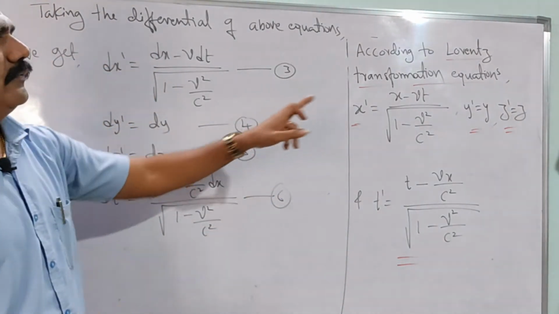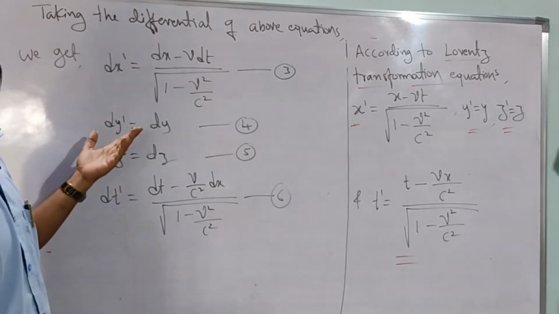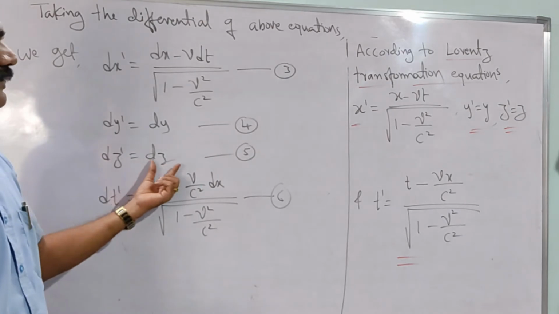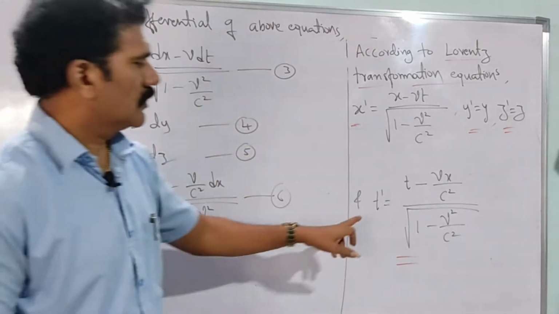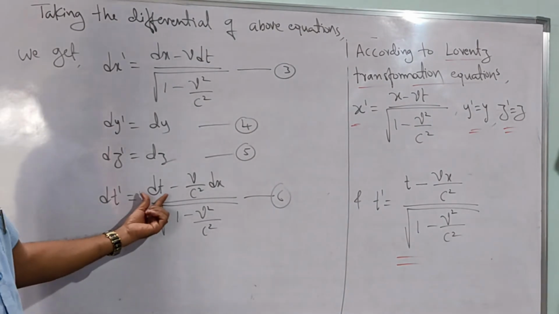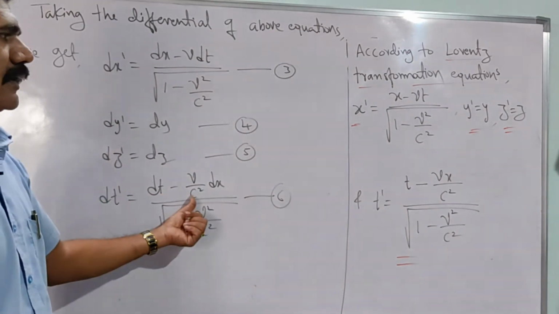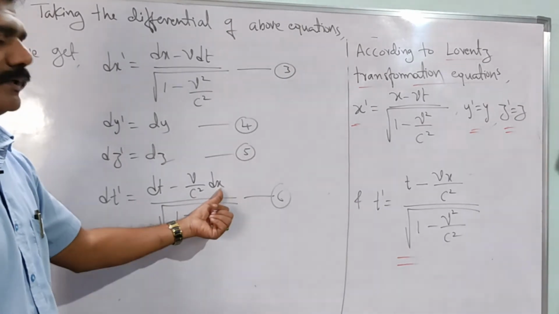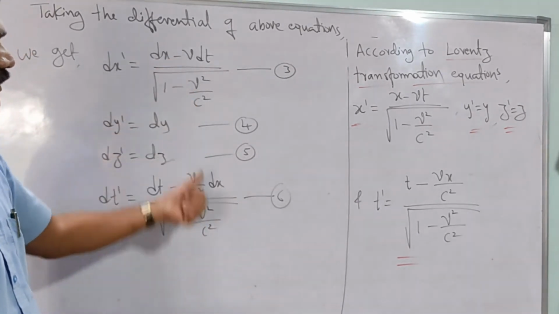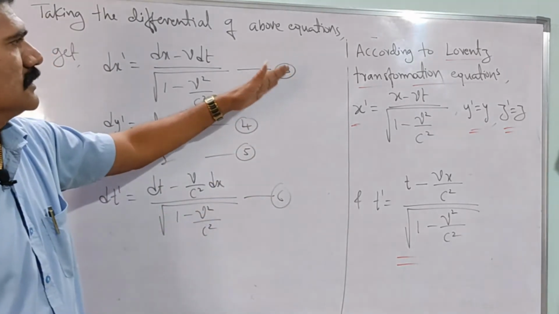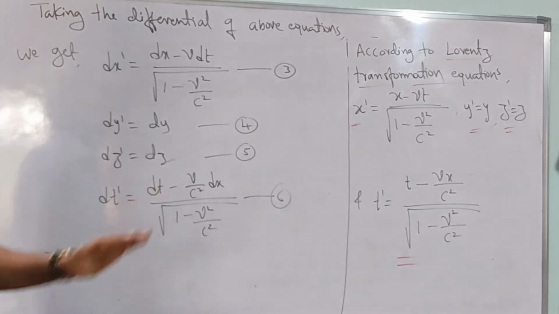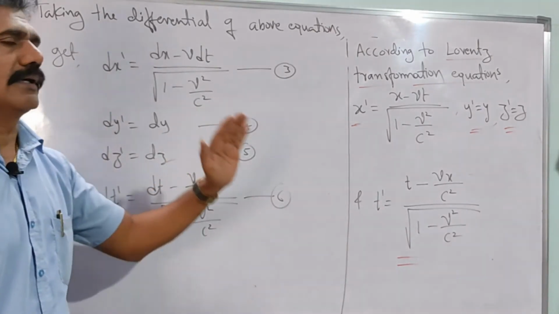Similarly, y dash is equal to y, so you can write the differential as dy dash equal to dy, and the next one dz dash equal to dz. Correct? And what about t dash? Applying the differential again, dt dash equal to dt minus v by c square, constant, into dx divided by square root of 1 minus v square by c square, again constant. So the differentials of these equations I will take as equations 3, 4, 5 and 6. Write down up to this equation 6, then I will proceed here.